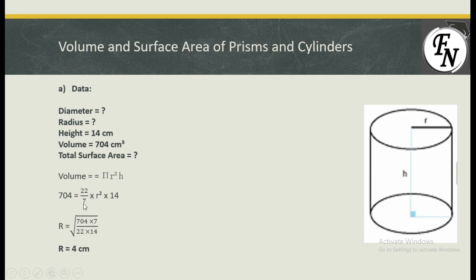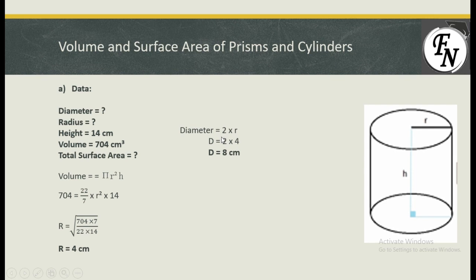So 7 is dividing here, there it would be multiplied, and 14 and 22 are multiplying here, there they would be divided, they will come in the denominator. And we need to remove this square as well, so we will take the square root on both sides, so this square and that root would cancel, and on the other side it would be a root. So when we solve this and take the root, we get the answer as 4 centimeter, which is the radius. After obtaining the radius, we will multiply it by 2 to get the diameter. That diameter is 2 into radius, so radius is 4 into 2 would be 8 centimeters. So this is the diameter.